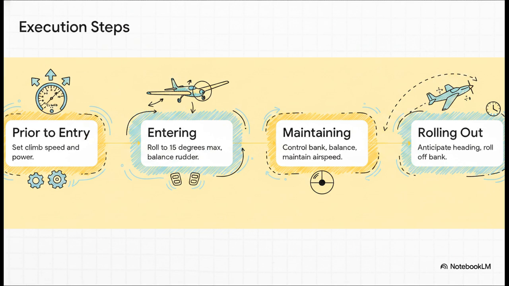Step 3, maintaining. This is where you really go to work. Keep that overbanking tendency in check with your ailerons, keep stepping on that rudder for balance, and, most importantly, use your elevator to lock in your airspeed. Finally, step 4, rolling out. You want to anticipate your rollout point by about 1/3 of your bank angle. Smoothly roll off the bank, keep that rudder balanced, and gently raise the nose back to your standard straight climb attitude.